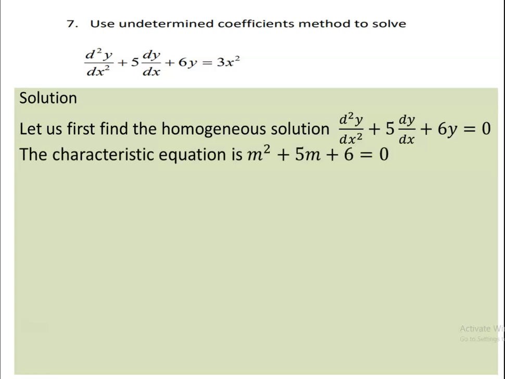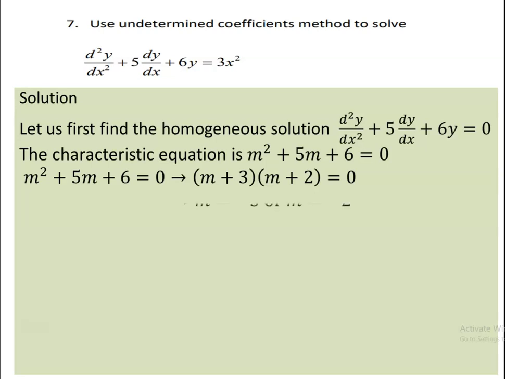It will be m squared plus 5m plus 6 equals 0. So think of two numbers again where their sum is positive 5 and product is 6. The numbers are 3 and 2, as you know. So this can be factored as (m plus 3)(m plus 2) equals 0. And from this, your m is minus 3 and m is minus 2.